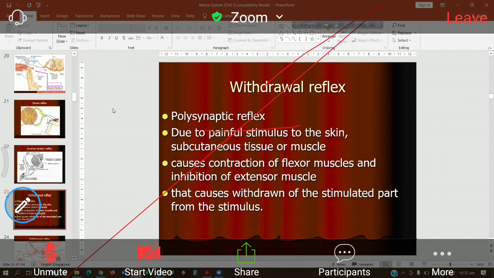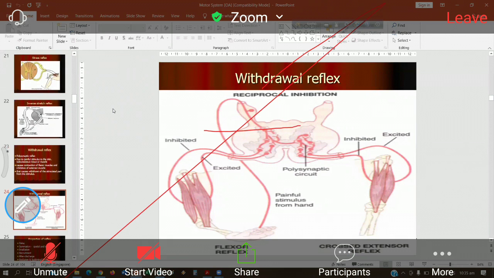These are always polysynaptic reflexes. And this is the pathway for withdrawal reflex.